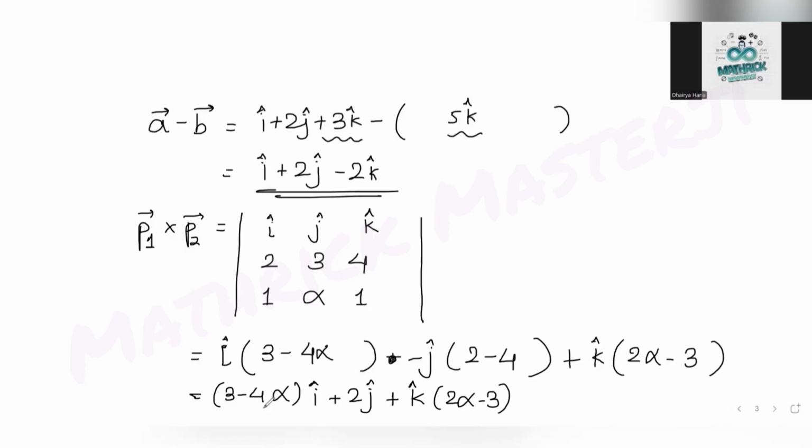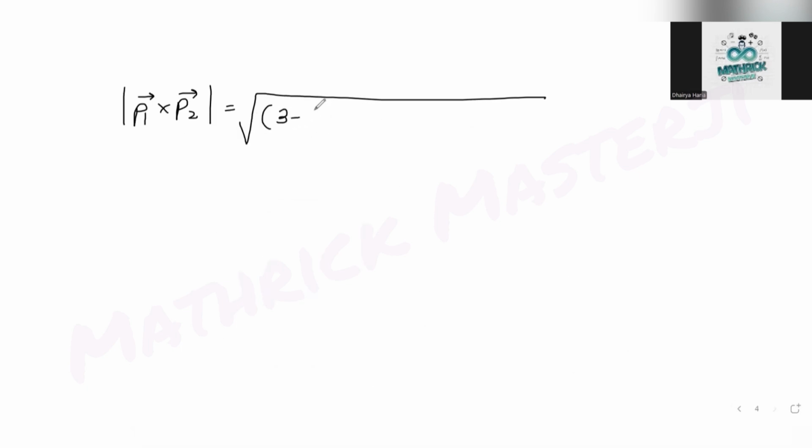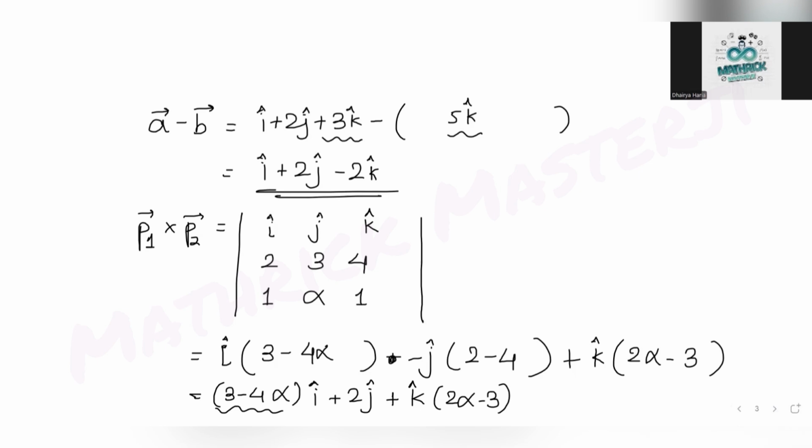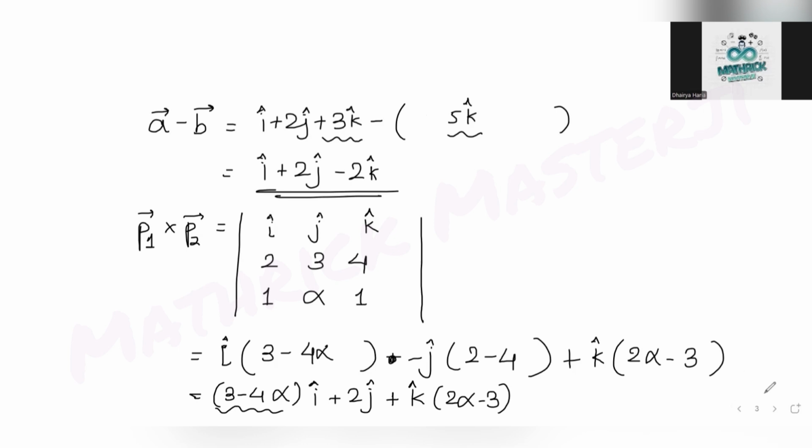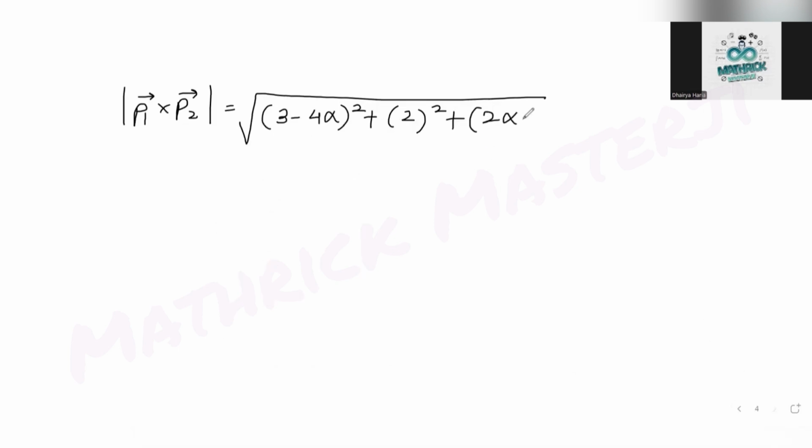Now if I want to find the magnitude of that cross product, I can just take the squares: (3 minus 4 alpha) whole square, plus 2 squared, plus (2 alpha minus 3) whole square. So I get the whole thing.